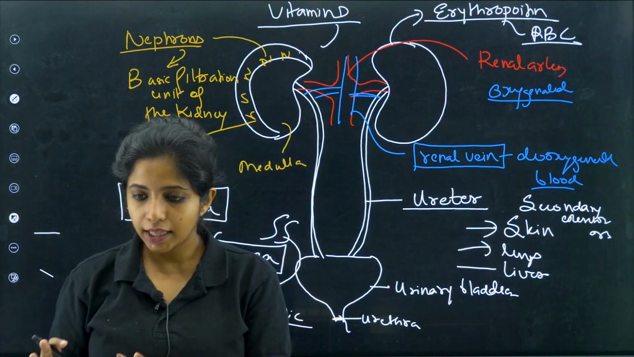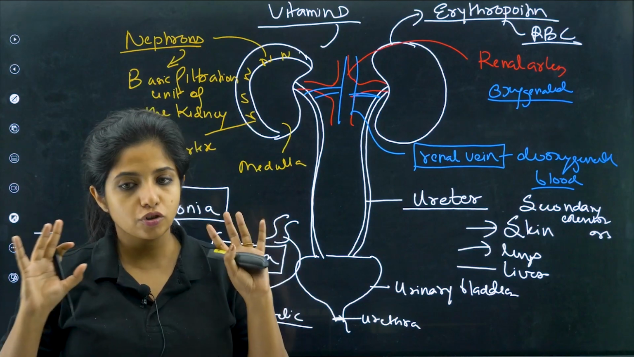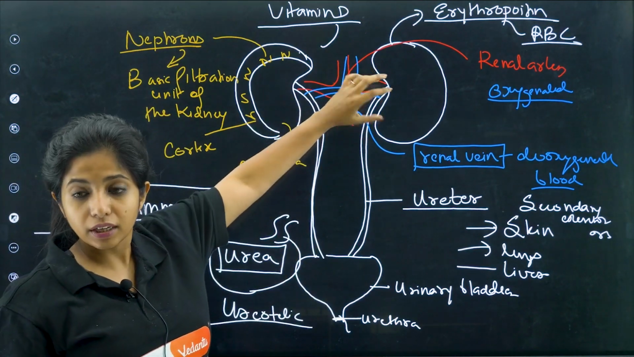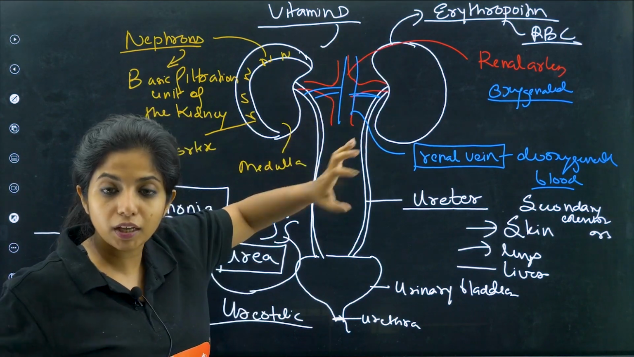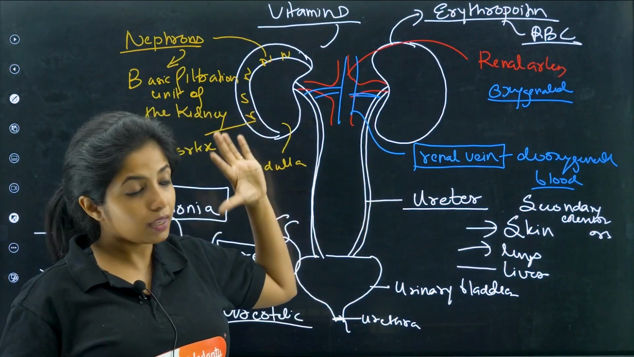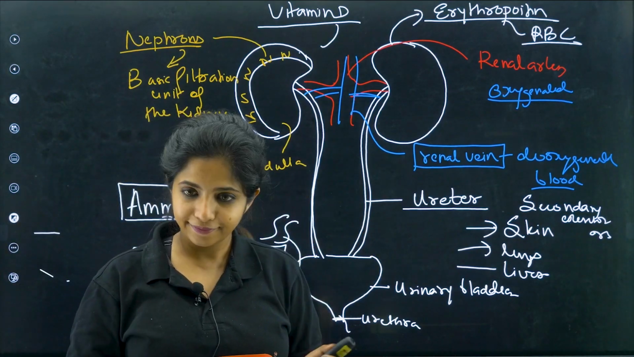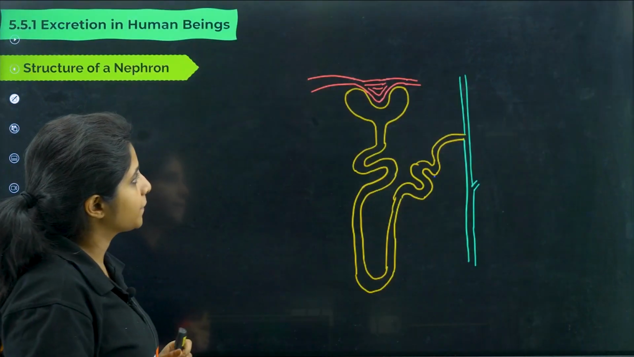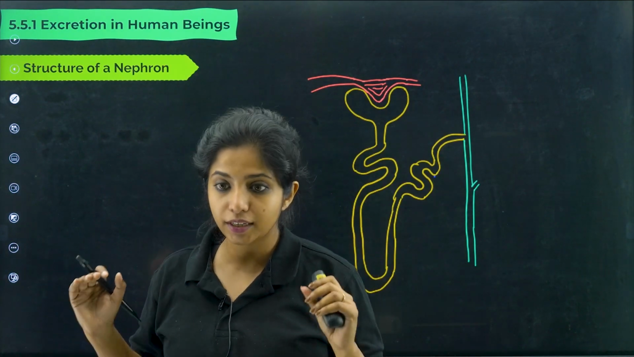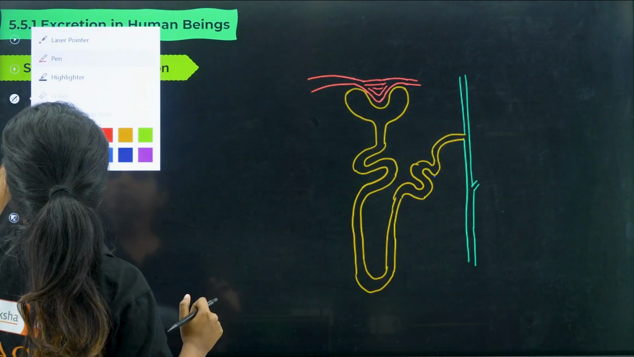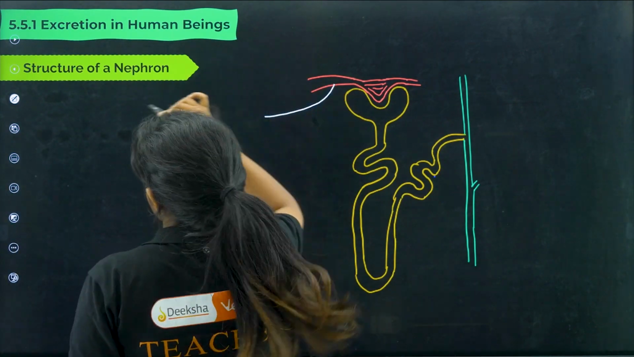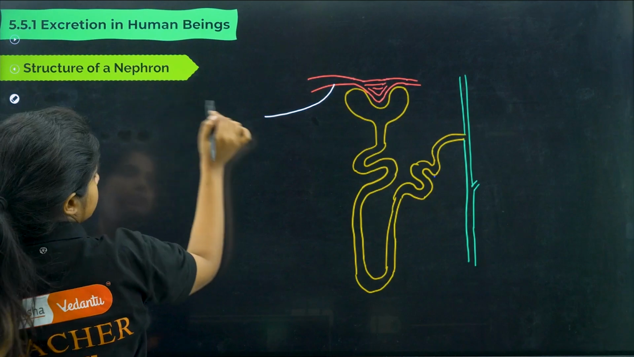Now you have to understand that we are going to talk about the structure of a nephron. Over here, the renal artery is bringing so many cells which have too much oxygen in them to the kidney, and now we are going to see what happens to that. So starting with the structure of the nephron, this is how a nephron looks, my dear children. If you see the nephron, I'll start with this thing.